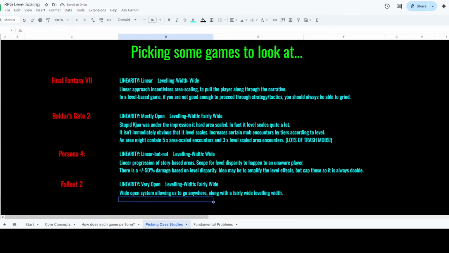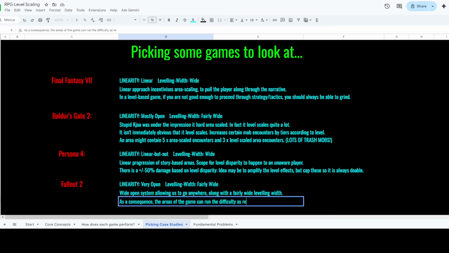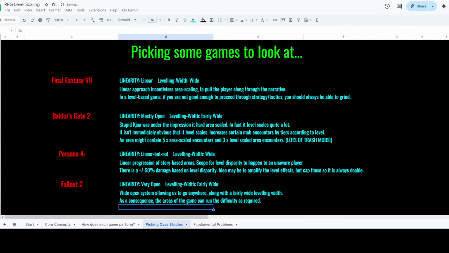As a consequence, the areas of the game can run the difficulty as required. I remember playing another game like this. I can't remember, it was probably about a 1991 PC game. I can't remember what the hell it was called.